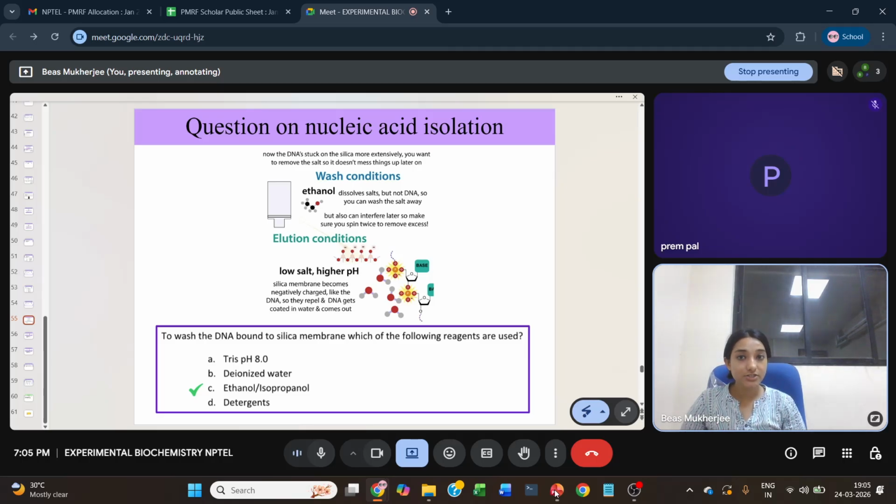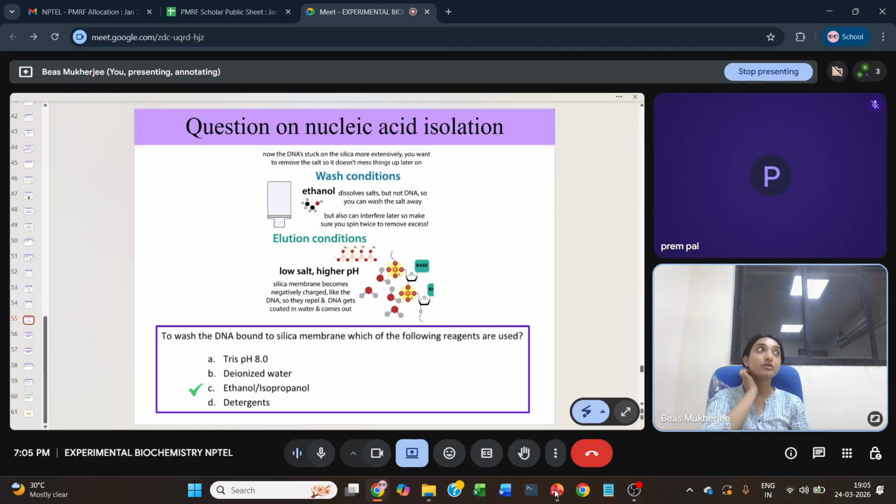So the wash conditions involve ethanol. Now ethanol is important because it dissolves salts but not DNA. So you can wash the salt easily. But it also interferes later, so make sure that you spin twice to remove the excess. That is why there is something called a dry spin. So what is a dry spin? So this ethanol is there in the wash buffer.